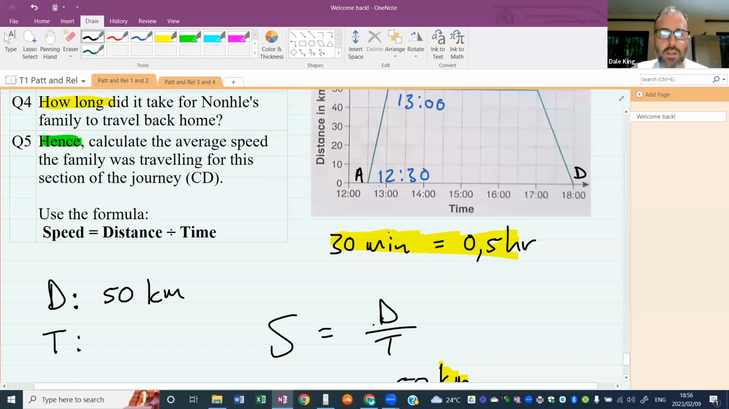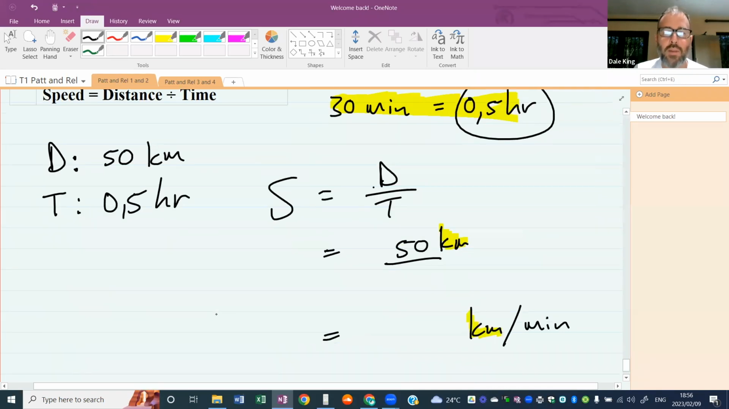So we've got to change our 30 minutes into hours. 30 minutes is half an hour. So that's why we wrote 0.5 hours. Okay, so that's what we're going to put into our formula, 0.5 hours. So we come down here to our formula, put in 0.5, and 50 divided by 0.5 is 100 kilometers. And our units must be kilometers per hour because we're putting in hours.